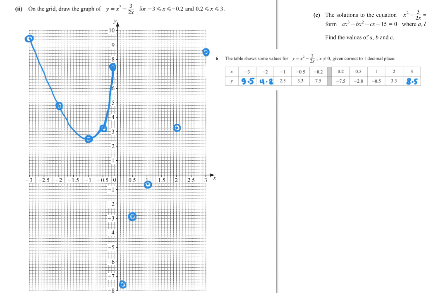Now join them together with a smooth curve. This is the second group of points.